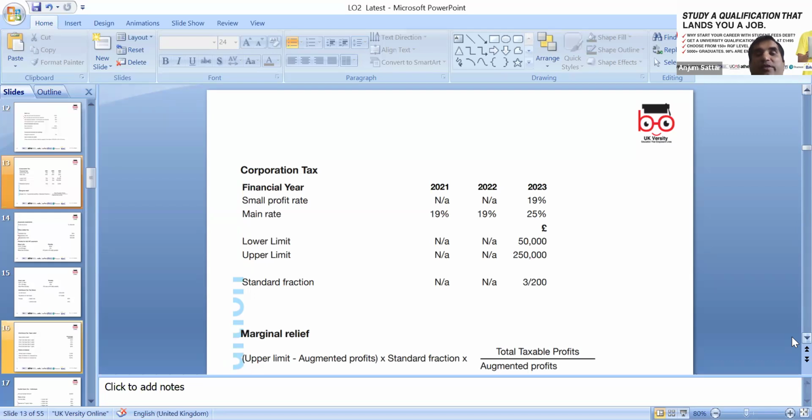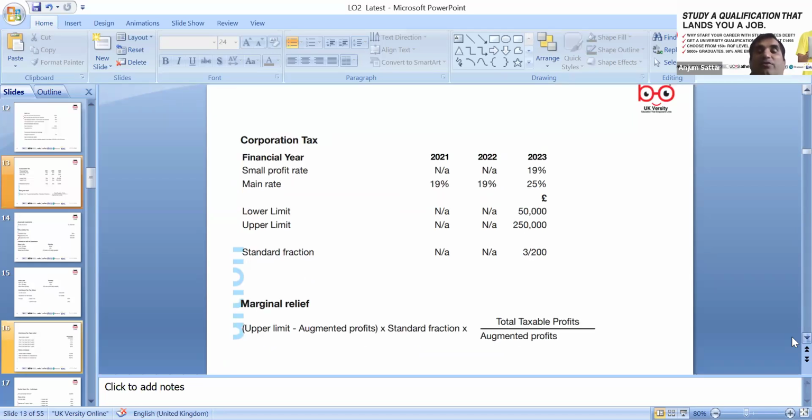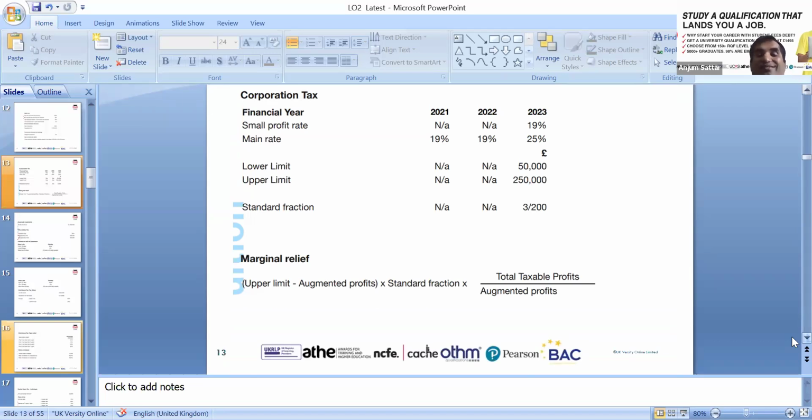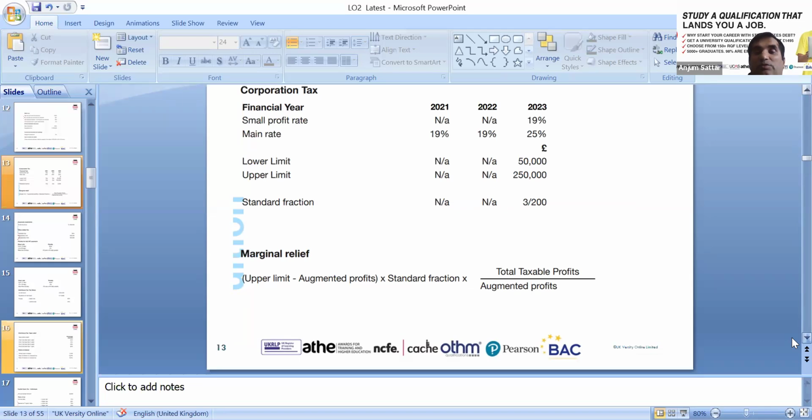Then of course, we can look around the fraction 3 divided by 200, so we can calculate the marginal relief according to the formula as has been suggested. So that's upper limit minus augmented profit, including the benefits, any benefit in kind that is added back into the profit, and the standard fraction 3 divided by 200, which is known as the standard fraction. Okay, that's what we can use.